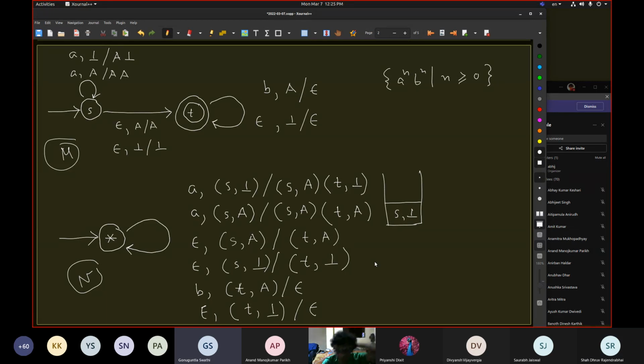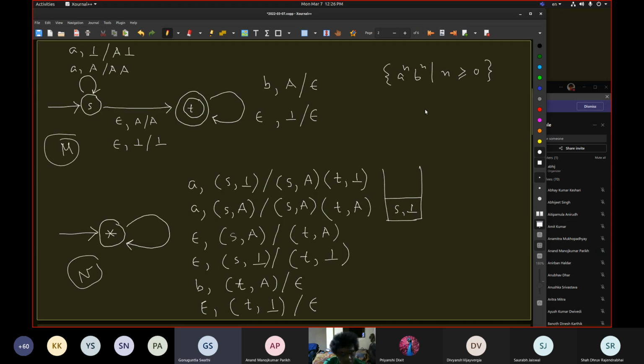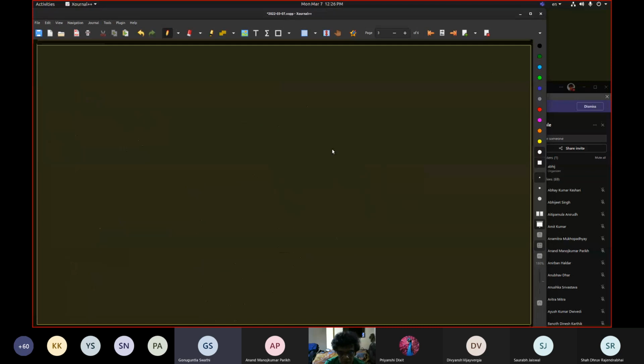Any other question? If not, I go to the generic construction. It's slightly, I would say, complicated. But we will see that this construction will essentially give the same PDA if I run it on this. Okay, essentially means, okay, whatever, I will see.